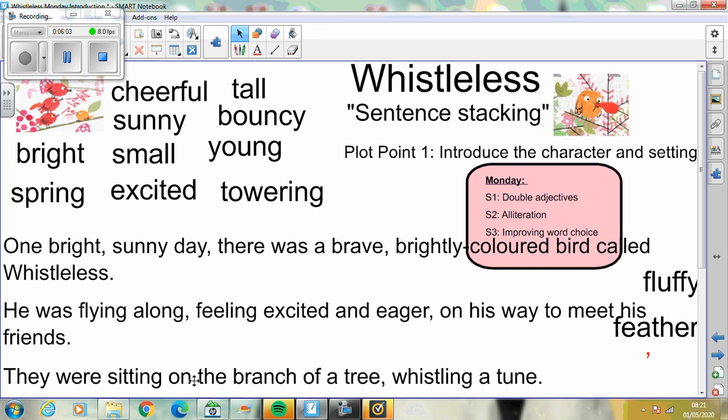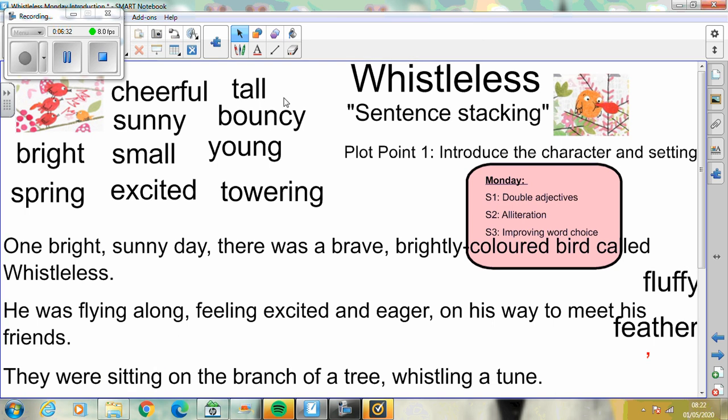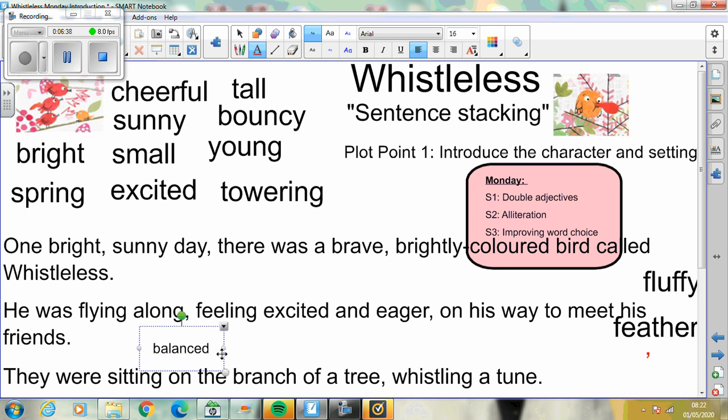Okay, so sentence 3 next, and my objective for sentence 3 is to improve my word choice. So I started off by saying, they were sitting on the branch of a tree, whistling a tune. Okay, so sitting on the branch of a tree. I wonder if we could think of a more interesting word than sitting. So let's come up with some ideas first of all. They were balanced on the branch of a tree. They were perched on the branch of a tree.